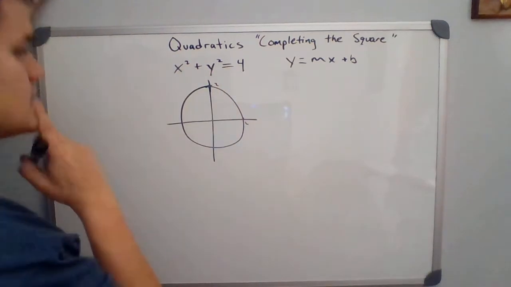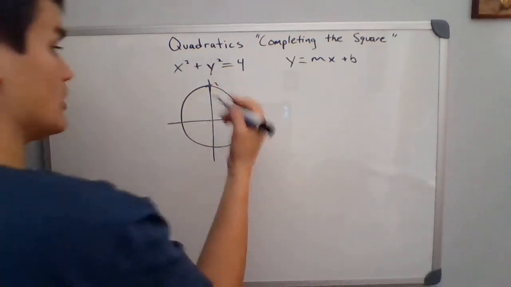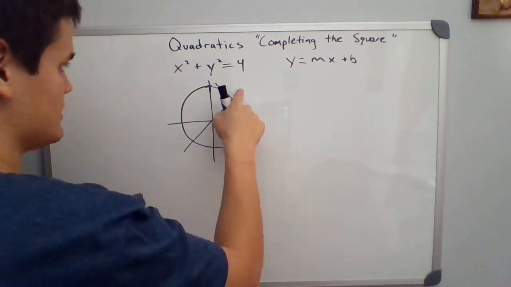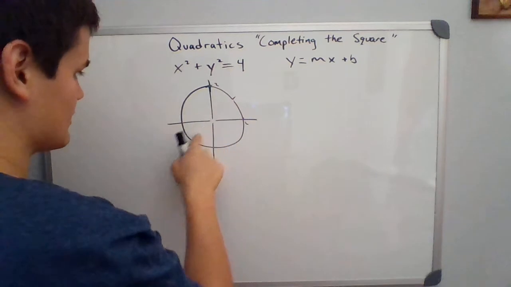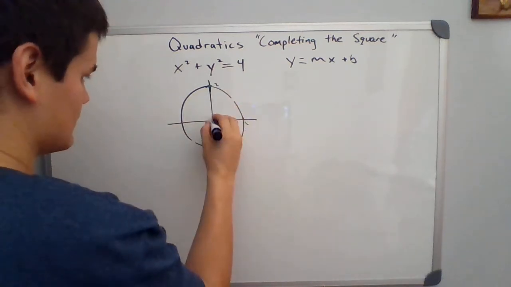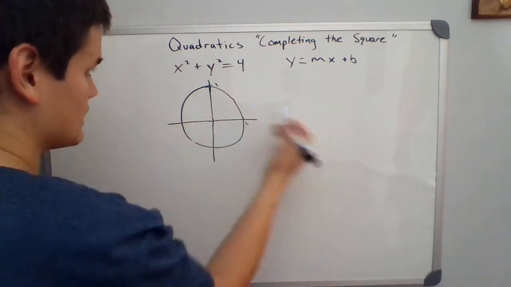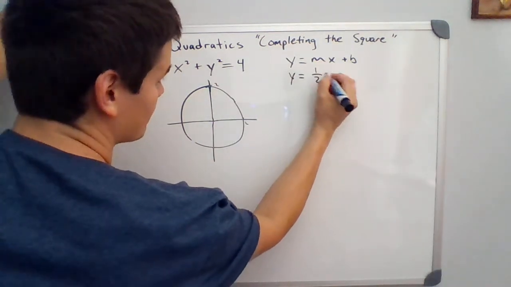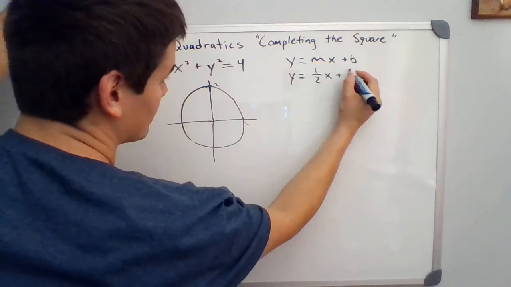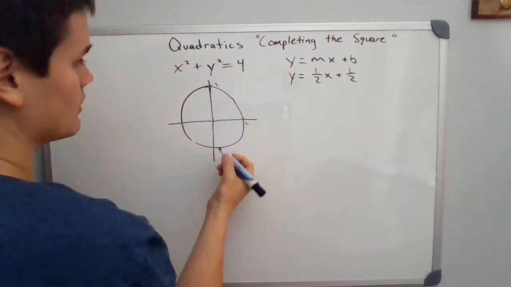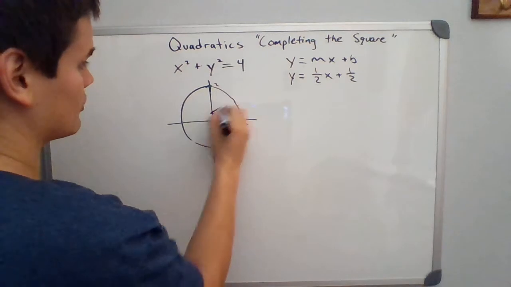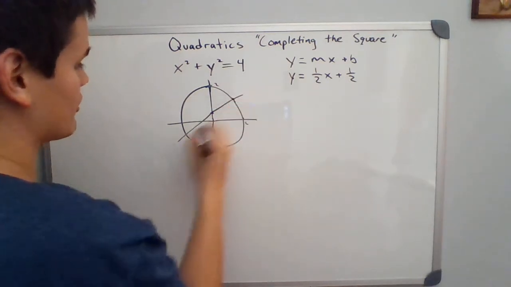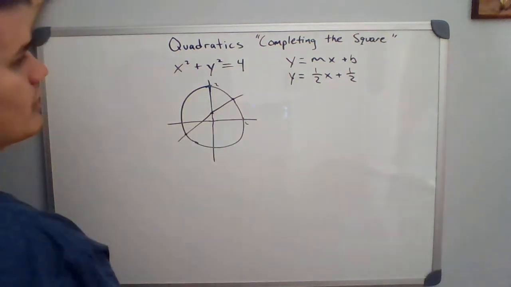So let's see. Well, I could just take y is equal to x. No, that's too easy. Let's say y is equal to 1/2 x plus 1/2. So that's going to give me a line that looks something like that, and it's going to give me an intersection point there, an intersection point there.